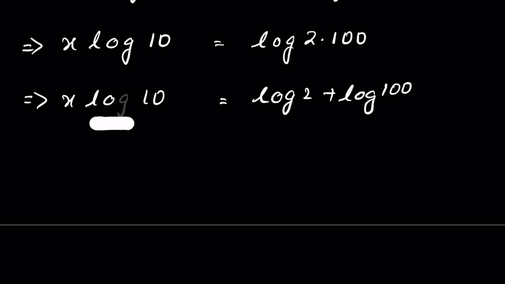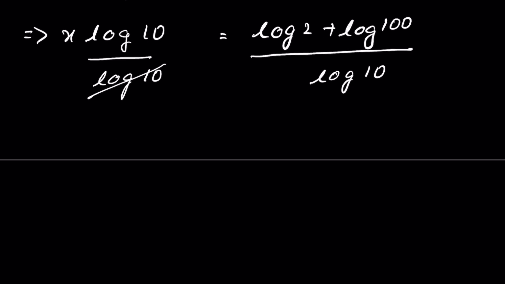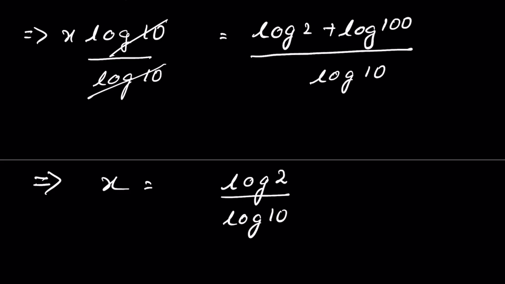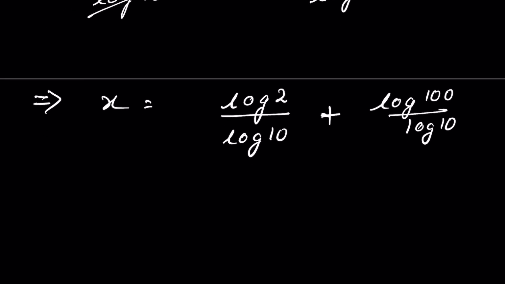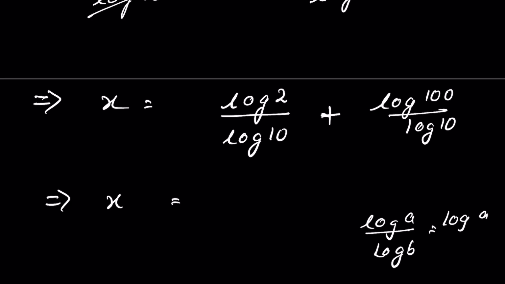Now divide both the sides by log 10. So this log 10 and log 10 gets cancelled. x is equal to, log 10 is the common denominator, so we can write it as log 2 upon log 10 plus log 100 upon log 10, or x is equal to, now log a upon log b is equal to log a with base b.